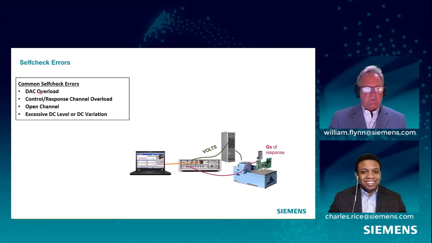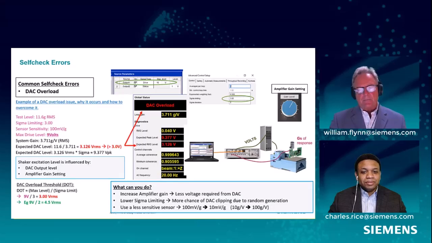And these are some very common self-check errors, and I just wanted to show these with a few examples. The DAC overload, the control response overload, open channels, and this obscure one that comes up every once in a while for customers, this excessive DC level or DC variation. So I just wanted to mention those. And these are covering some of the common errors that come up from self-check.